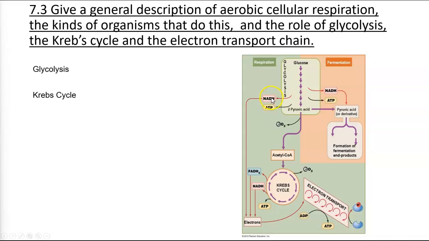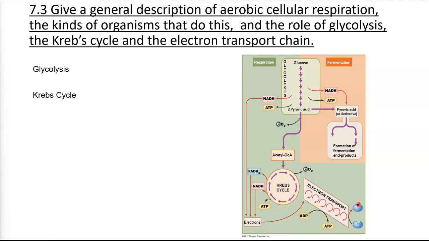But we also have another form of energy, high energy molecules, NADHs and FADHs. Because these molecules exist, there's still some energy in there. And so the electron transport chain, another metabolic pathway, takes these molecules and uses the energy in these molecules to make ATP.